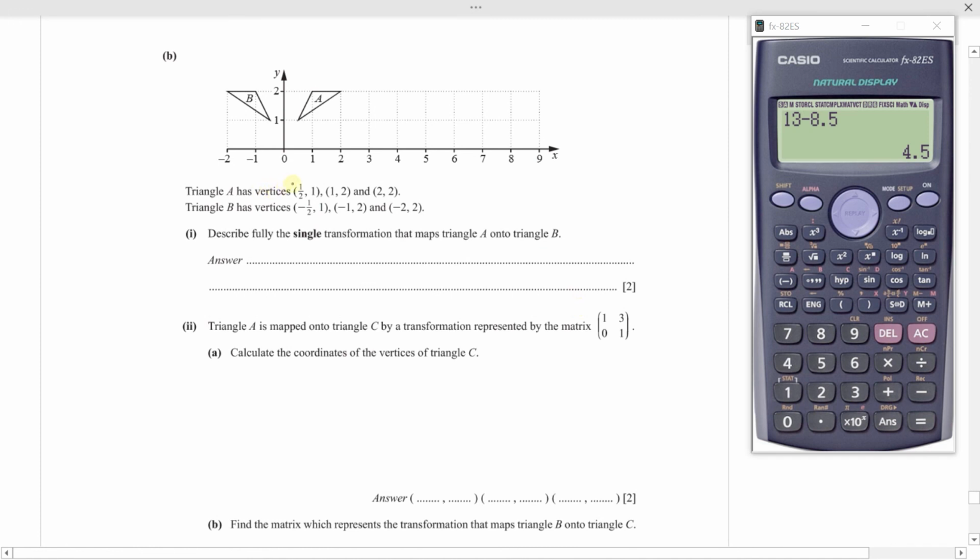Part B is triangle A has vertices these, B has vertices these. Describe fully the single transformation that maps triangle A onto triangle B. So mapping triangle A onto B, this cannot be a translation, because if it's a translation, you simply move it up and down or right and left. You do not change the orientation. So it seems like the orientation is also changed. So let's look at if this can be a rotation. If you rotate this, you won't be able to get this shape. So let me show you what I mean here. So let me bring this here.